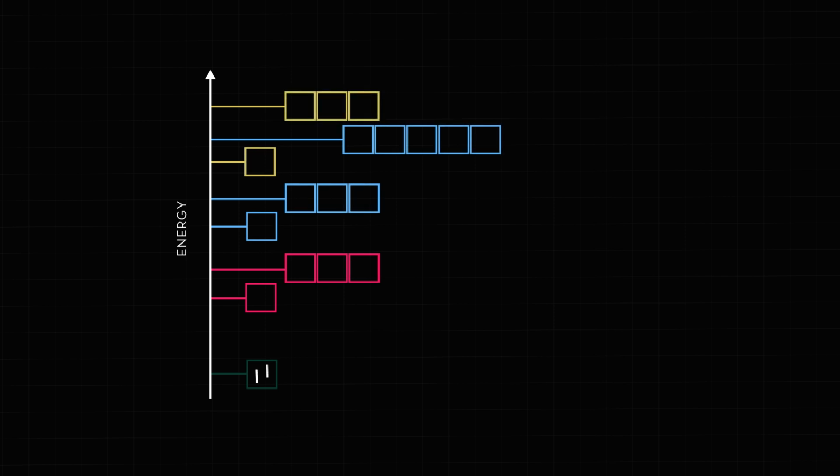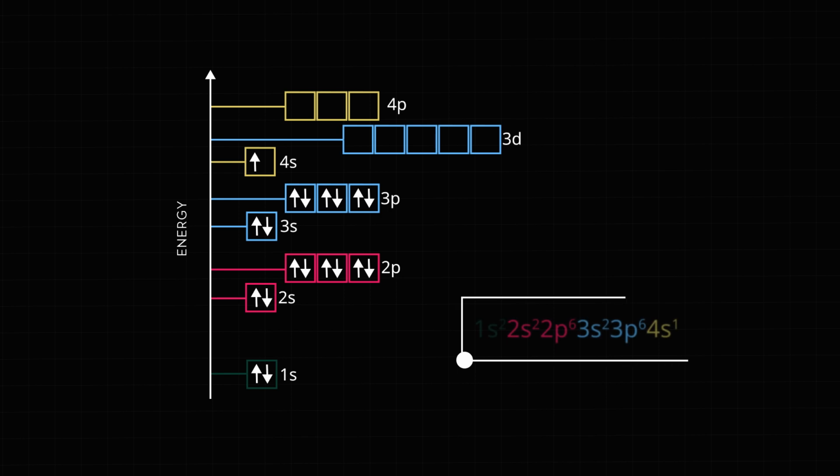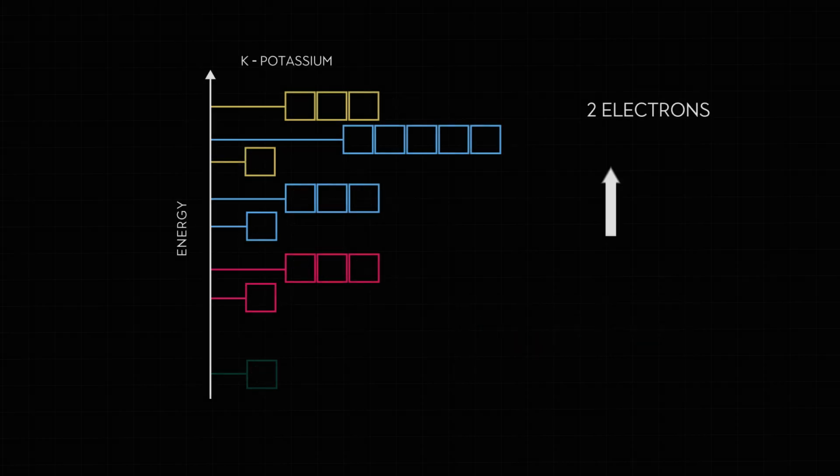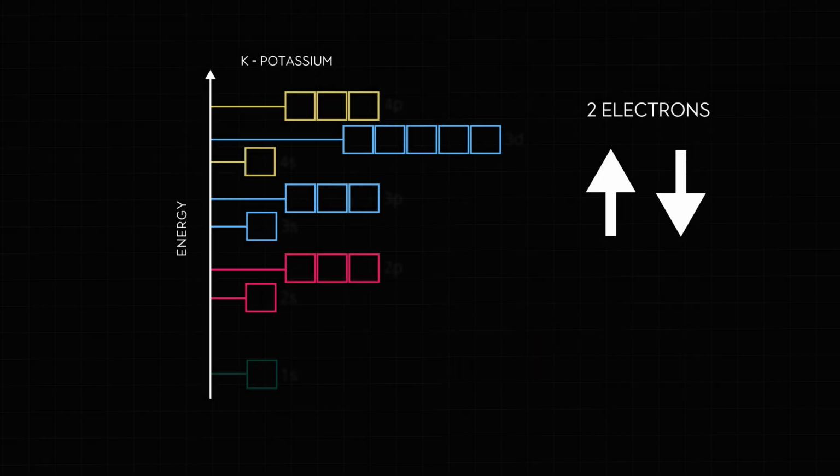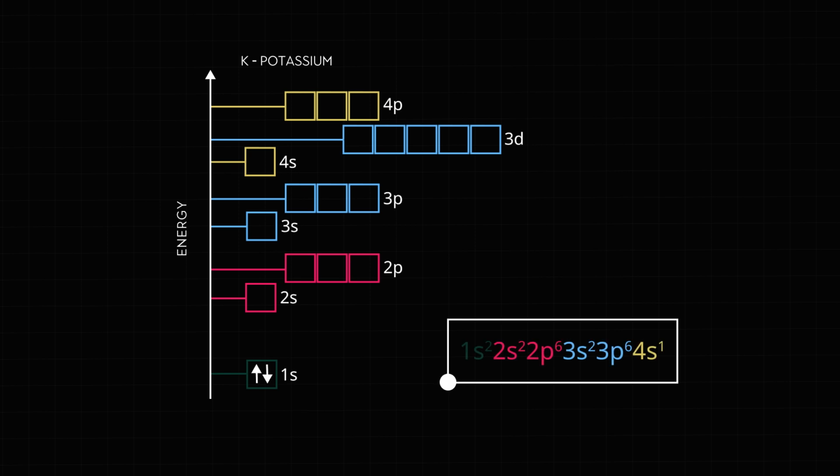Let's look at the potassium atom as an example. It has a total of 19 electrons. We start by filling the orbitals with the lowest energy and move up. Each energy level gets 2 electrons, one with spin up and one with spin down. When completed, we get 1s2, 2s2, 2p6, 3s2, 3p6, and 4s1.